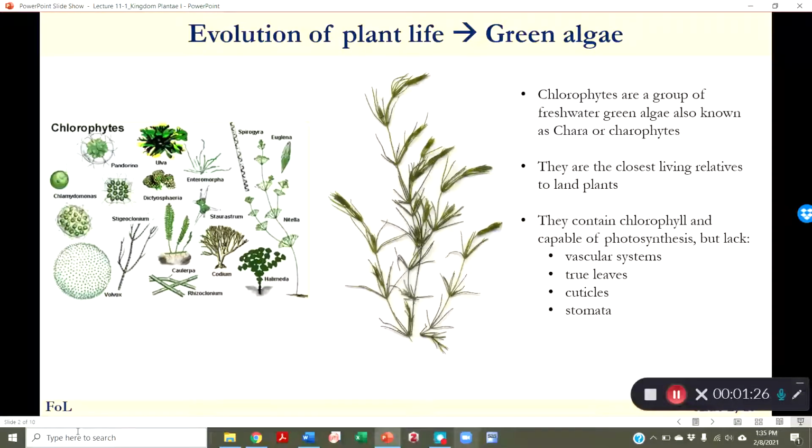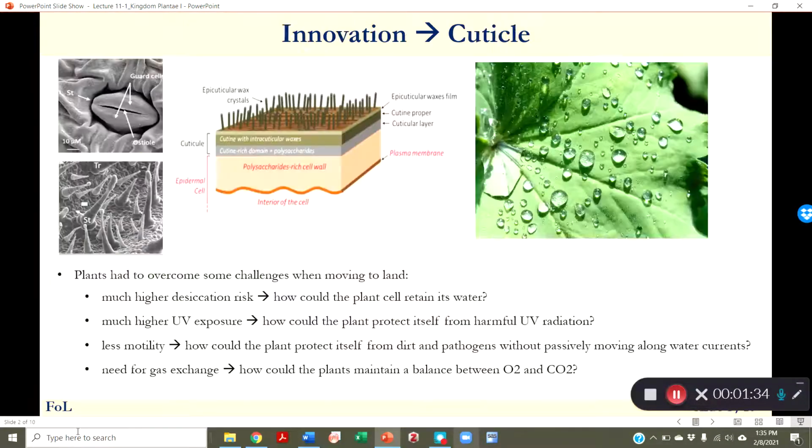They don't have vascular systems, true leaves, cuticles, or stomata. And so we're going to talk about all these innovations in this talk.